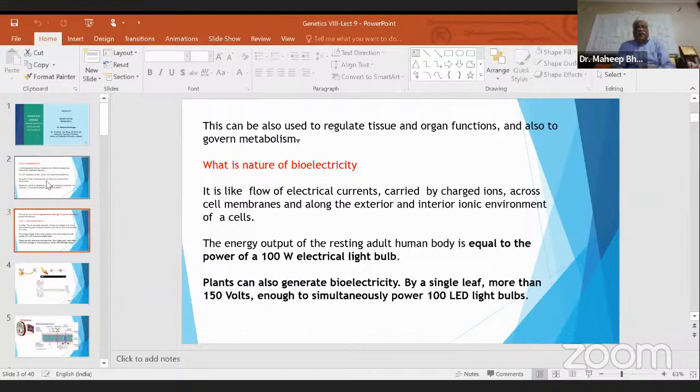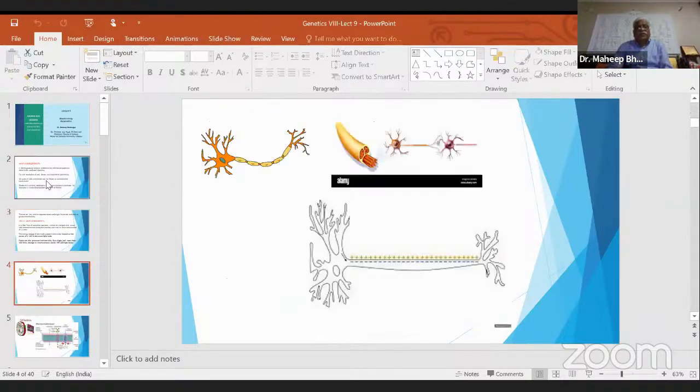And can you believe it? No, I will not go into the plant. Similar to animals, plants can also generate this kind of bioelectricity. And it is observed that a single leaf can generate more than 150 volts, which is enough to simultaneously power about 100 LED light bulbs. This much bioelectricity can be generated by a single leaf in plants also.